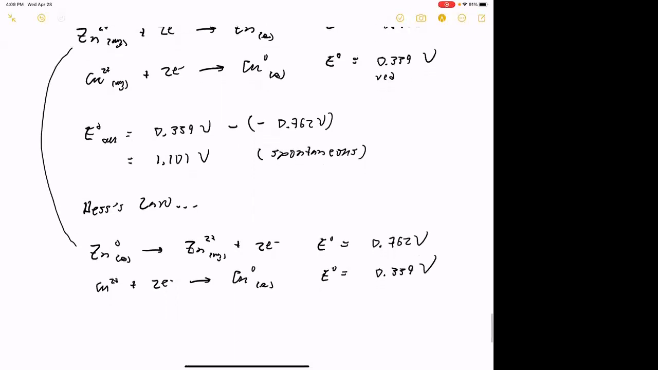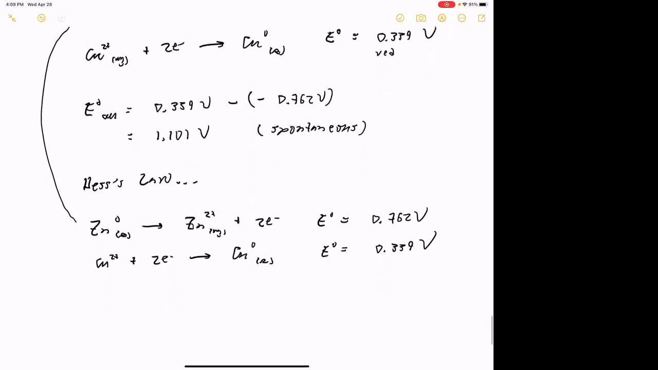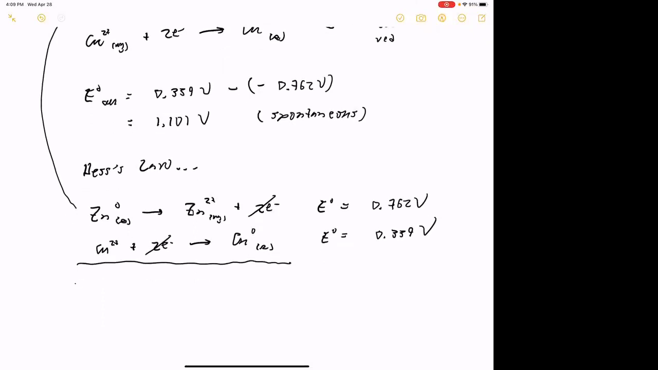Okay, so in Hess's law, what do I do? I add the reactions, don't I? We've done this before, so we know what we're going to get. We're going to get our overall cell reaction here. So it's the zinc plus the Cu2+ going to the Zn2+. And this is exactly the same reaction we wrote earlier, right? For the overall cell reaction.